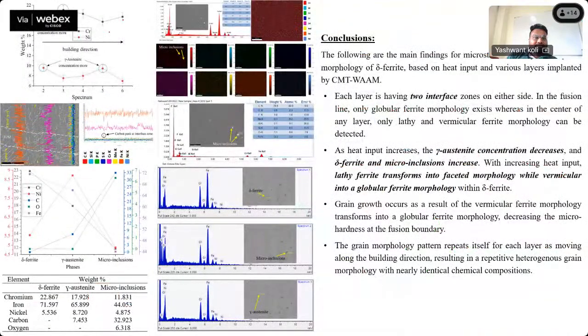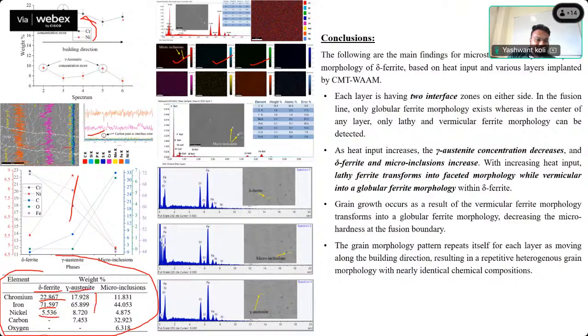So element analysis, we have done different points: elemental mapping, area mapping, line mapping, everything we have done to justify the micrographs. To conclude, you can see the weight percentage we have given. For delta ferrite, you can see chromium is 22%, with iron and nickel. And for gamma austenite, you can see the percentage values.